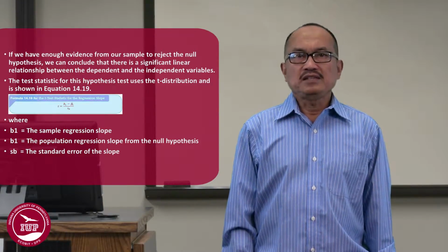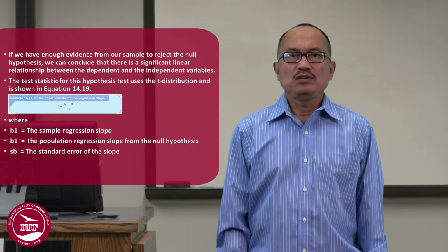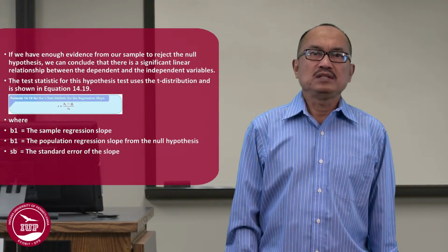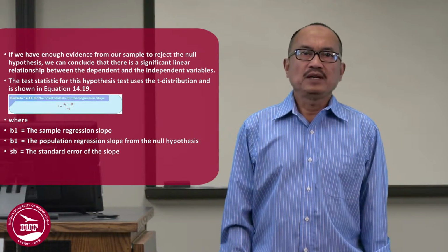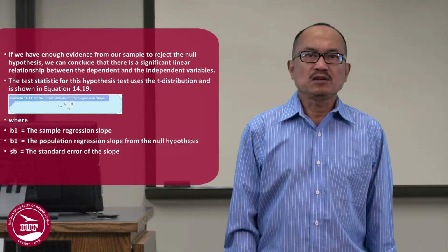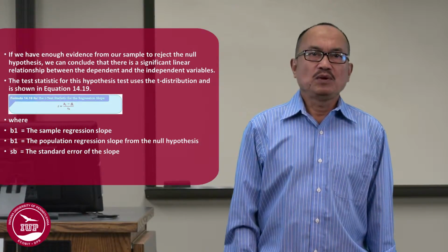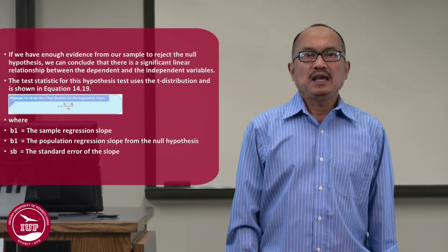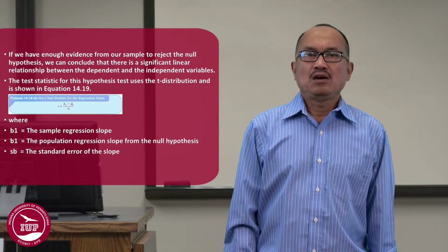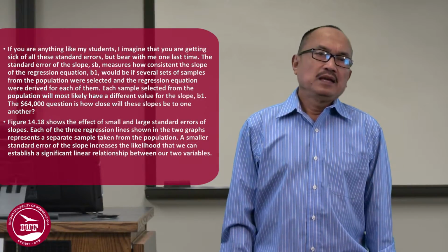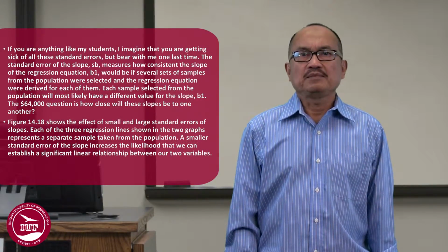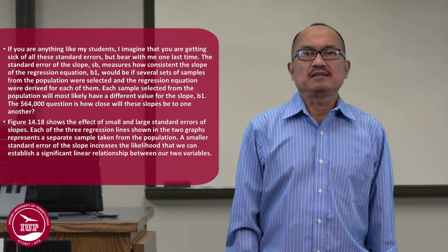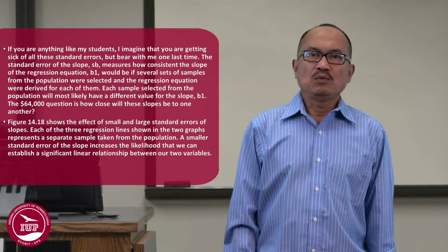The test statistic for this hypothesis test uses the t-distribution and is shown in equation 14.19, where b1 is the sample regression slope and capital B1 is the population regression slope from the null hypothesis. Sb is the standard error of the slope. If you are anything like my students, I imagine that you are getting sick of all this standard error, but bear with me one last time.